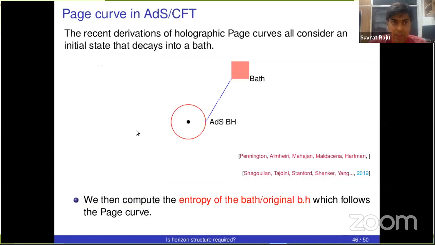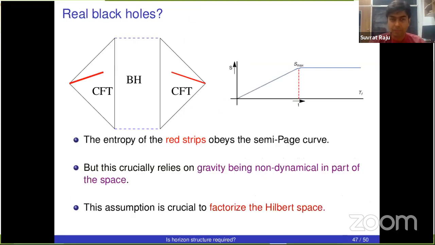I think that the recent calculations are morally similar to this. They're not quite using a plasma ball because they're taking an AdS black hole that's coupled to an external bath. And then you can compute the entropy of the bath, or you can compute the entropy of the original black hole. And because you have factorization, you do expect to see the Page curve in this setup.